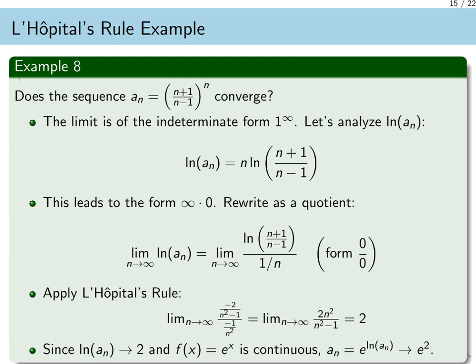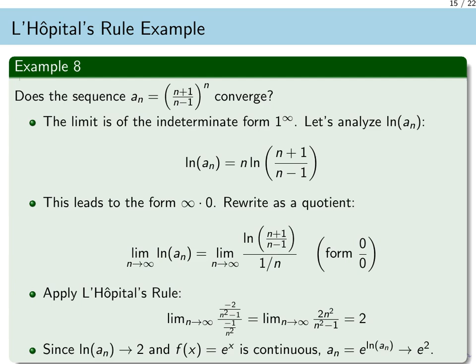This expression now has the form infinity times 0. To use L'Hopital's rule, we rewrite this as a quotient, the log term divided by the quantity 1 over n. Now we have the form 0 over 0. Applying L'Hopital's rule and simplifying the resulting fraction shows that the limit of the natural log of a(n) is equal to 2. It is crucial to remember this is not our final answer.